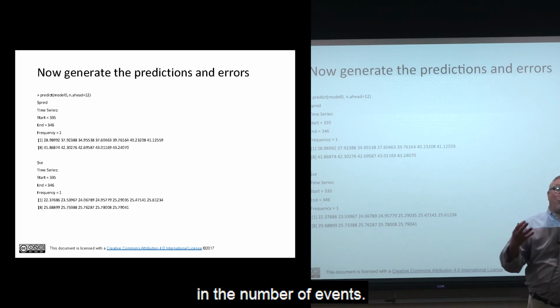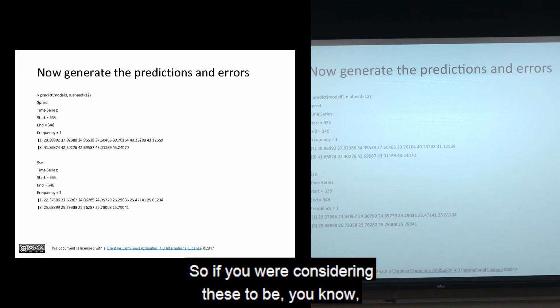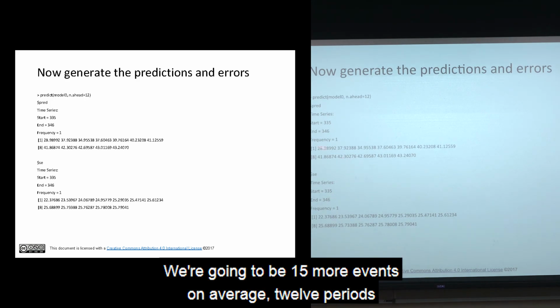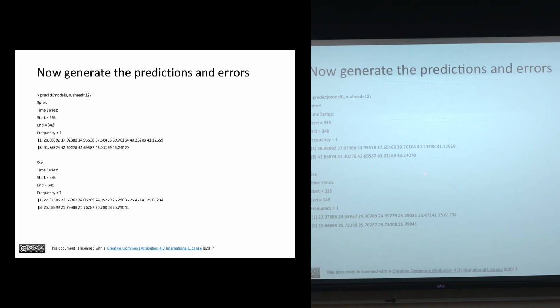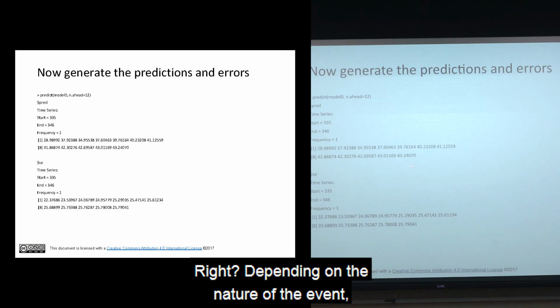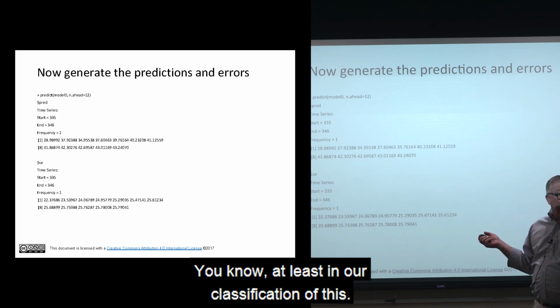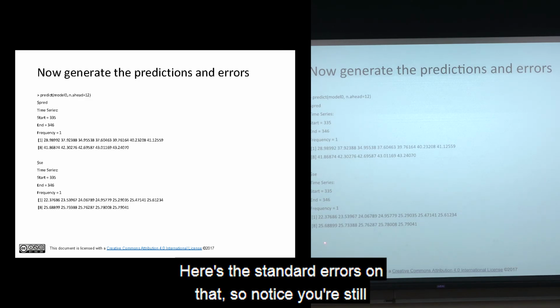So you definitely have an upward trend here in the number of events. If you were considering these to be some event of interest for you, you're saying, hey, this is getting worse. We're going to be 15 more events on average 12 periods from now than what we were before, right? Depending on the nature of the event, this is material conflict, that's bad. At least in our classification of this.